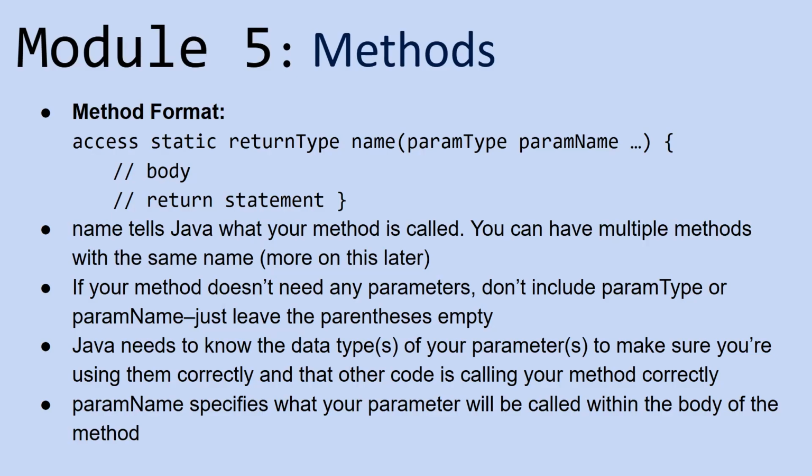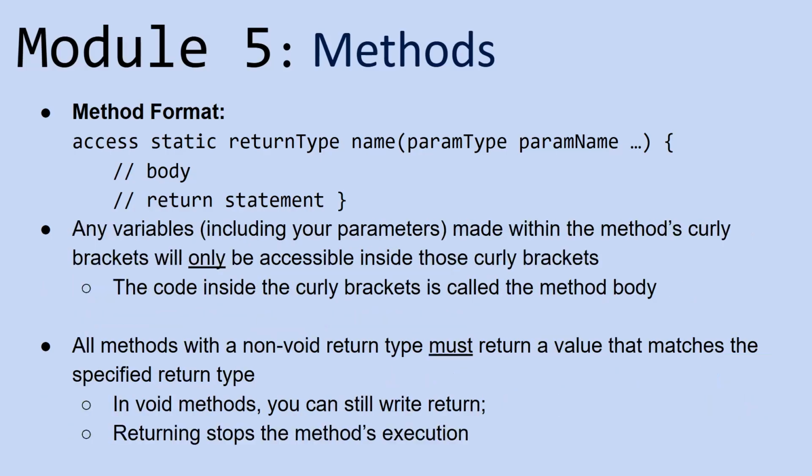You do still need to have those parentheses just to tell Java that it's a method, but they can be empty if you don't have any parameters. Java also needs to know the data type of your parameters so that it makes sure you're using them correctly and that other code is calling your method with the right parameter types. And param name just specifies what your parameter will be called within the body of the method.